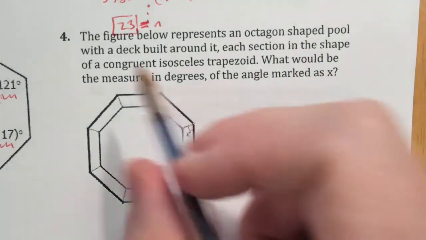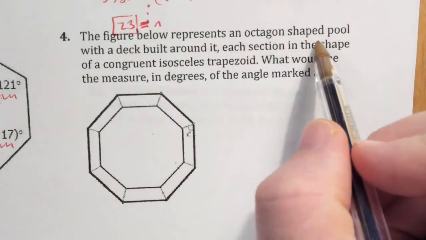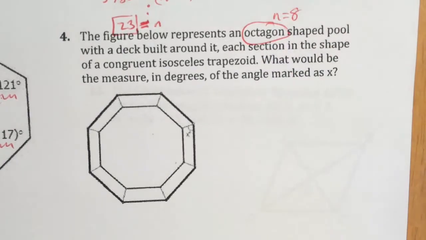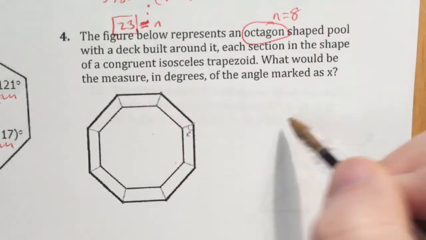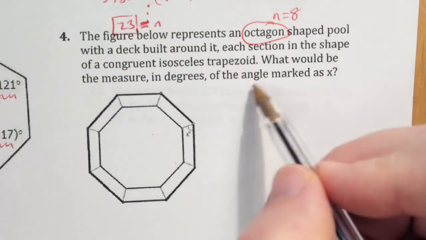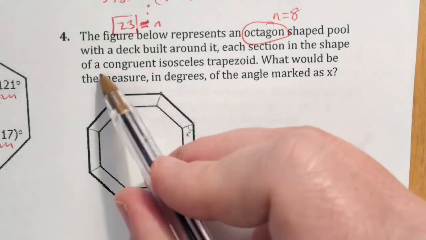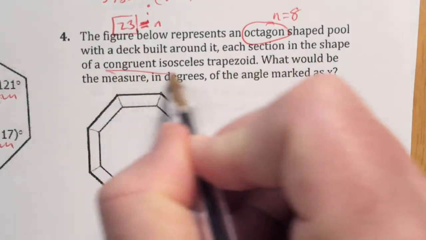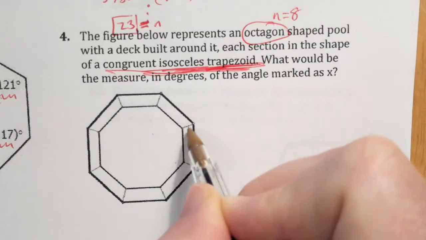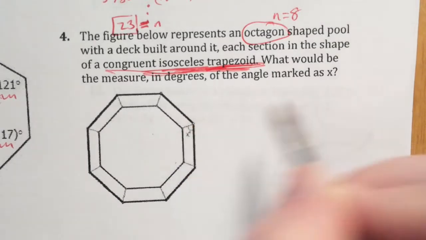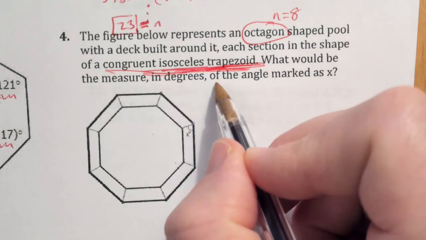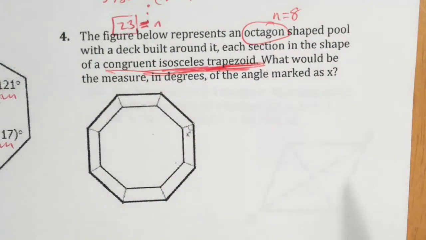You've seen this a couple of times. Okay, the figure below represents the octagon. Octagon means n is 8, meaning you have 8 sides, or you could have just counted. It's a pool shaped like an octagon with a deck built around it. Each section of the shape is a congruent isosceles trapezoid, so all these little sides are equal to each other, right? What would be the measure in degrees of the angle marked x?